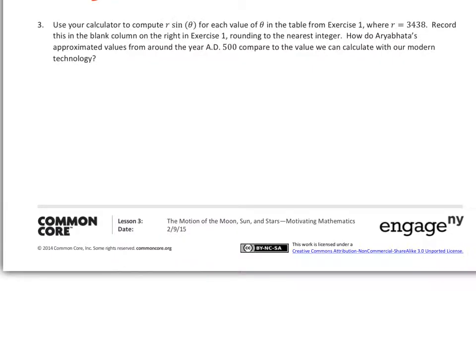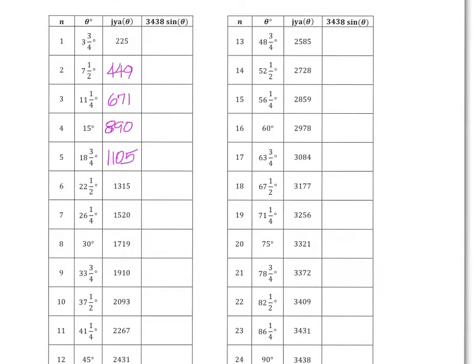All right. So use your calculator to compute r sine theta for each value of theta in the table from exercise 1 where r equals 3438. But we've started doing this similarly before, where we've already found this value, where you do 3438 times sine theta, and we noticed that they came out to be the same thing. So there's no need for us to go through and do all of that.